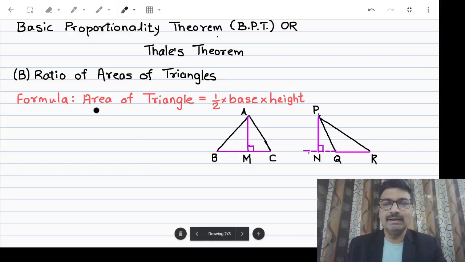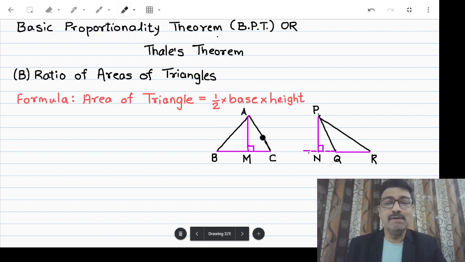Let us continue with the topic of Basic Proportionality Theorem, and today we are going to look at the ratio of areas of two triangles. We know that area of triangle is equal to half into base into height. Here I have drawn two triangles, triangle ABC and triangle PQR.